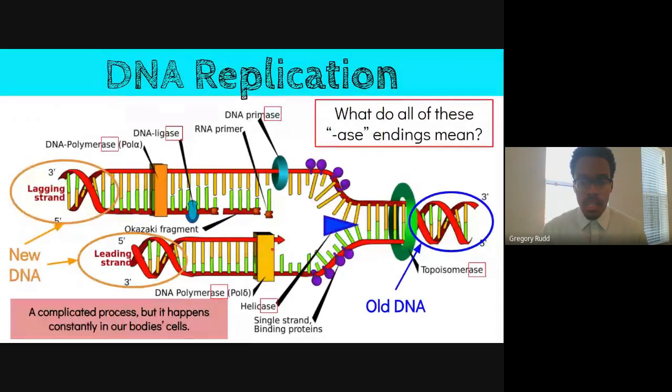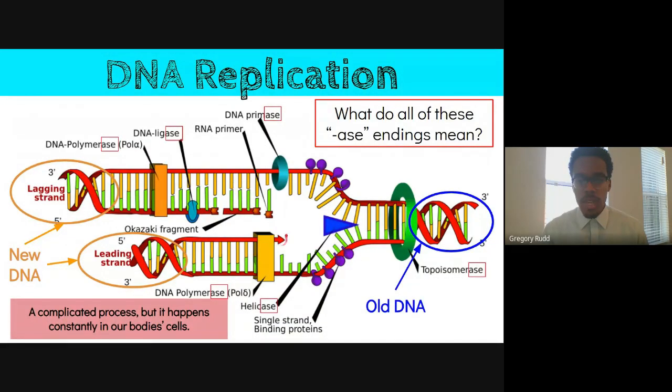But what we can see here is that this leading strand is being copied in the exact same direction that the DNA is being opened up. So as this helicase is unzipping the DNA in this direction, on the leading strand, DNA polymerase just follows right behind it, and it's adding new base pairs in that exact same direction.